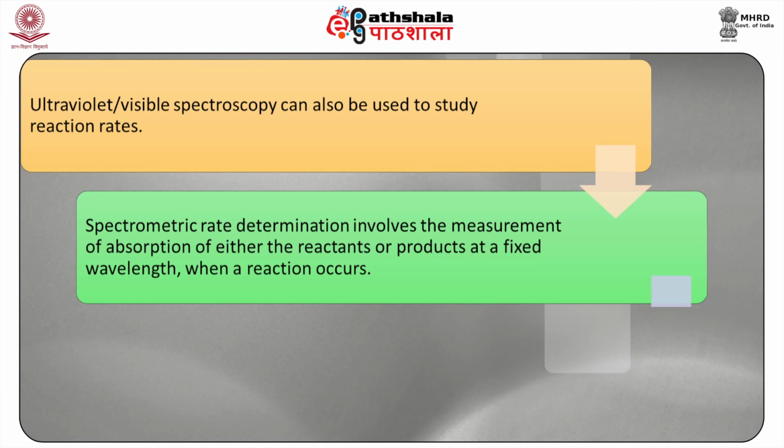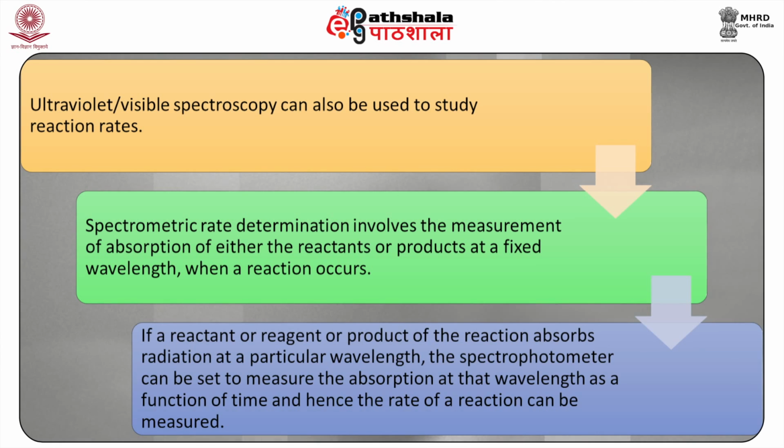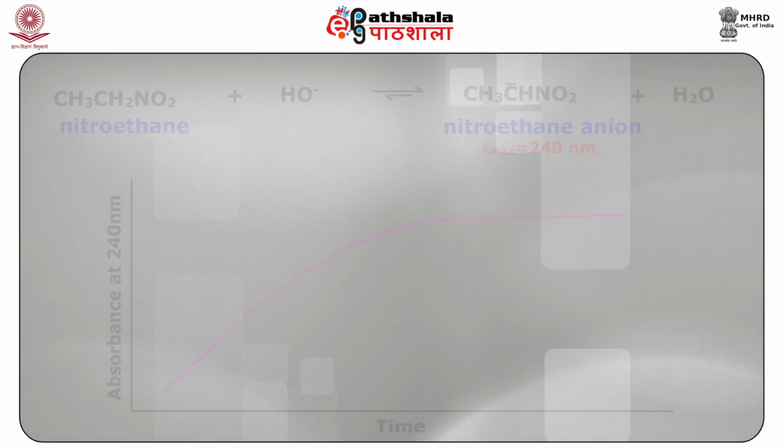Spectrometric rate determination involves the measurement of absorption of either the reactants or products at a fixed wavelength. When a reaction occurs, if a reactant or a reagent or the product of the reaction absorbs radiation at a particular wavelength, the spectrophotometer can be set to measure the absorption at that wavelength as a function of time, and hence the rate of reaction can be measured.